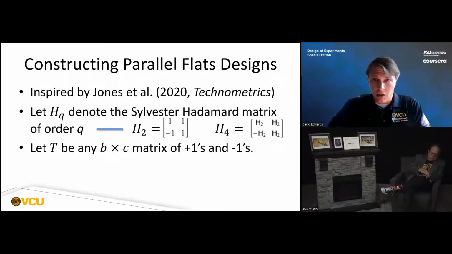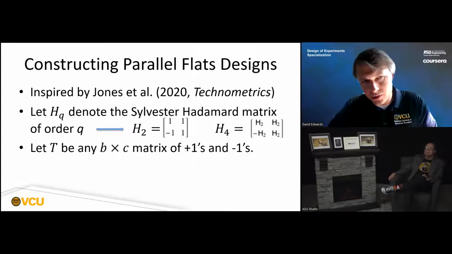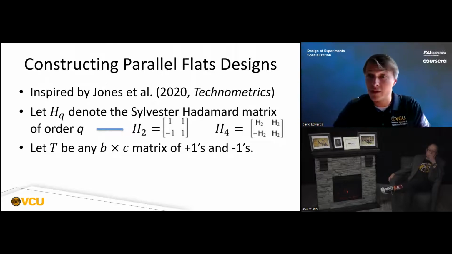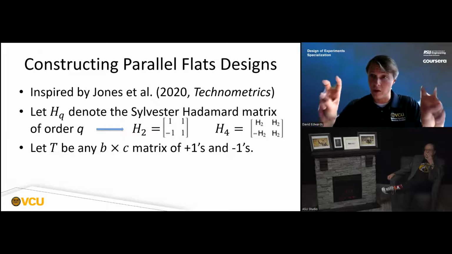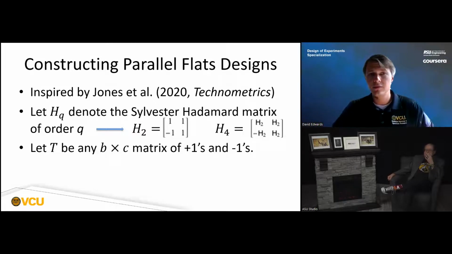And so, whether you care to know anything about Hadamard matrices or not, a little bit of a rundown here: let H_Q denote what I'll call a Sylvester Hadamard matrix. H2 looks like the matrix you see there in the center of the screen. It's got 2 1s in the first row and then a -1 +1. And then you can create an order 4 Hadamard matrix by what we call doubling the order 2. And you can make an order 8 by doubling the order 4 and so forth.